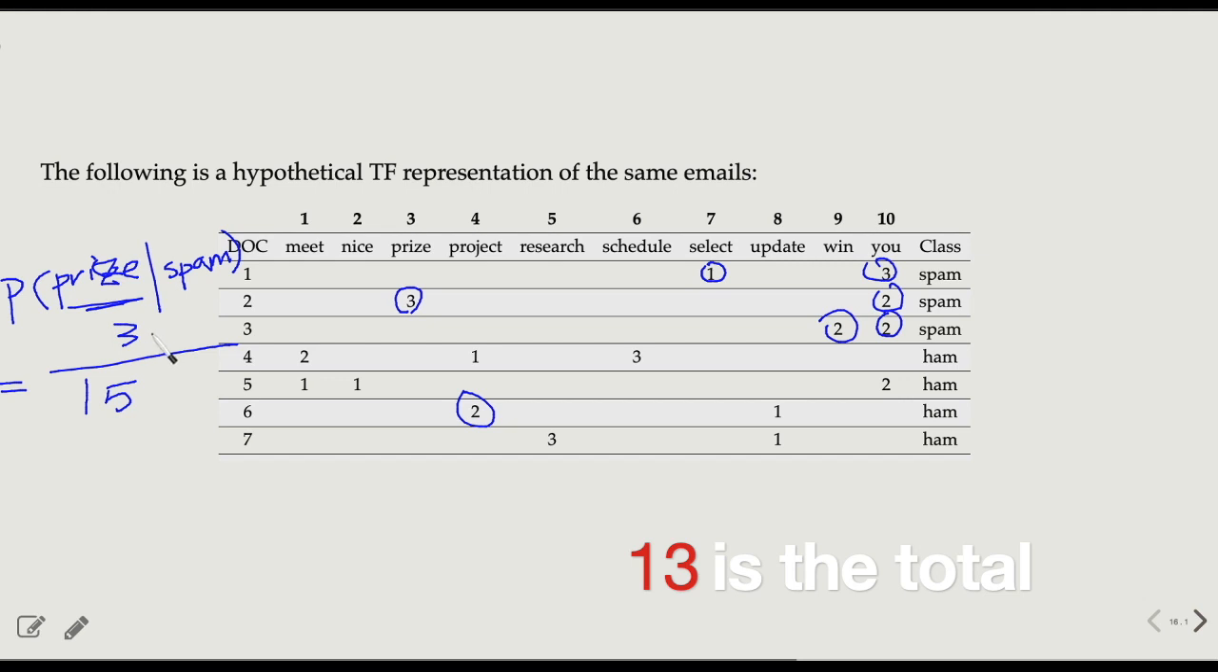So 3 out of a total of 15 is the likelihood that the term price appears in the spam email class. And again, we want to use the Laplace estimator just to avoid zero probabilities and to smooth the probability estimates. So we can do it for each term in the spam and in the ham class.